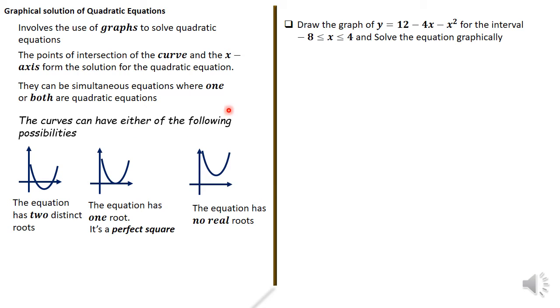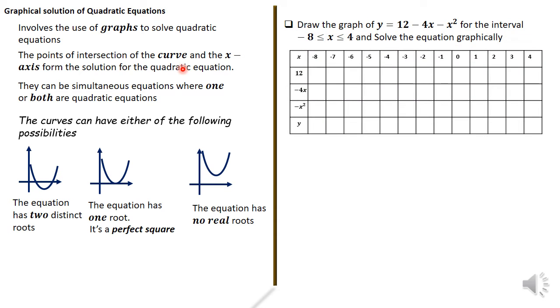Now, before us is an example. We are told to draw the graph of y is equal to 12 minus 4x minus x squared for the interval minus 8 to 4 and solve the equation graphically. So we're going to attempt that, just to show how we can solve quadratic equations by use of graphs.